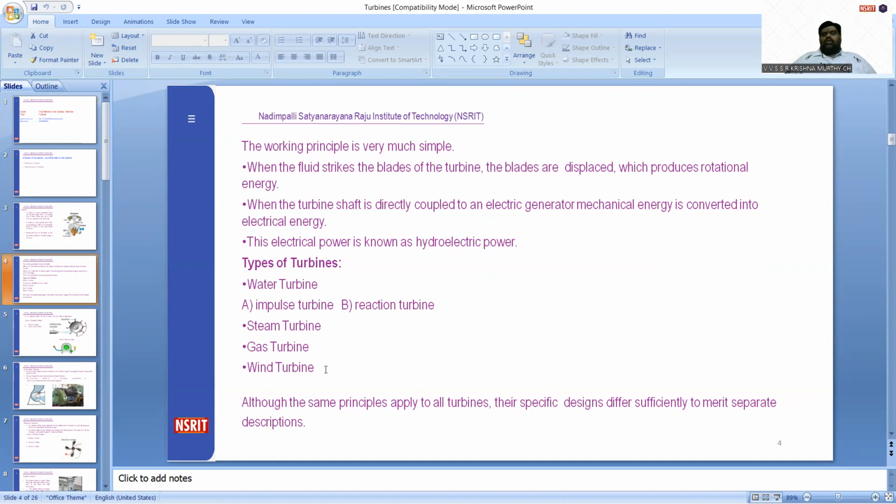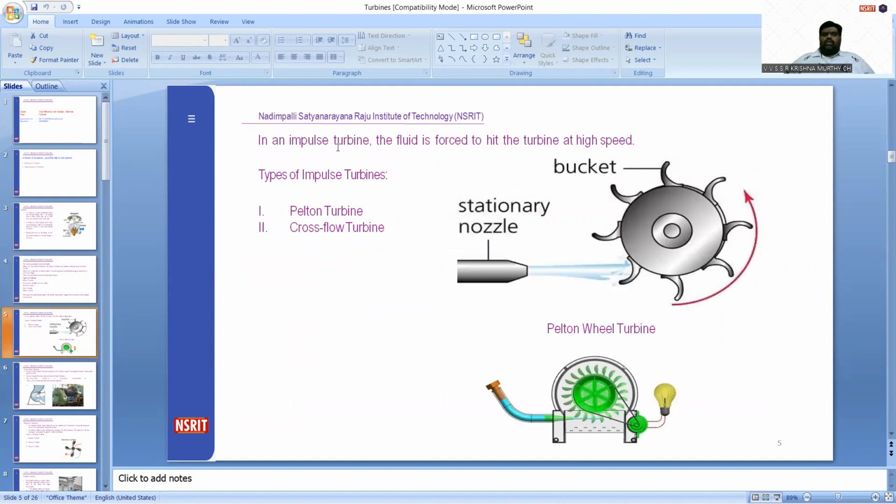Based upon the fluid used, turbines are classified as water turbines, steam turbines, or gas turbines. The same principles apply to all the turbines, but their specific designs differ sufficiently to merit separate descriptions. So first we shall go with the impulse turbine. The fluid is forced to hit the turbine at high speed. In the impulse turbine, the water is directly hitting the buckets through a stationary nozzle, and the carved shapes are known as buckets. The best examples of impulse turbines are the Pelton wheel turbine and the cross flow turbine.